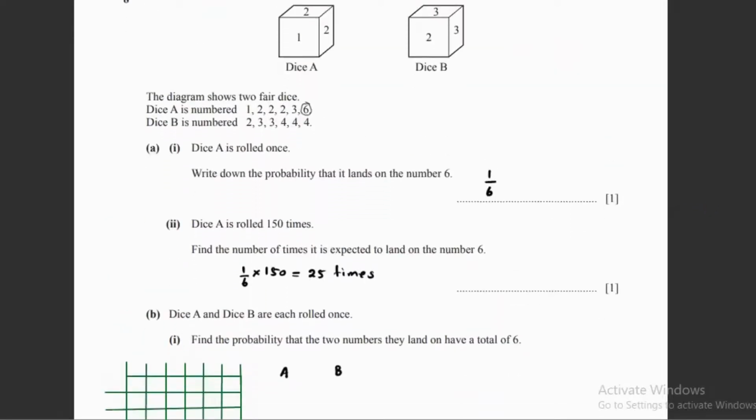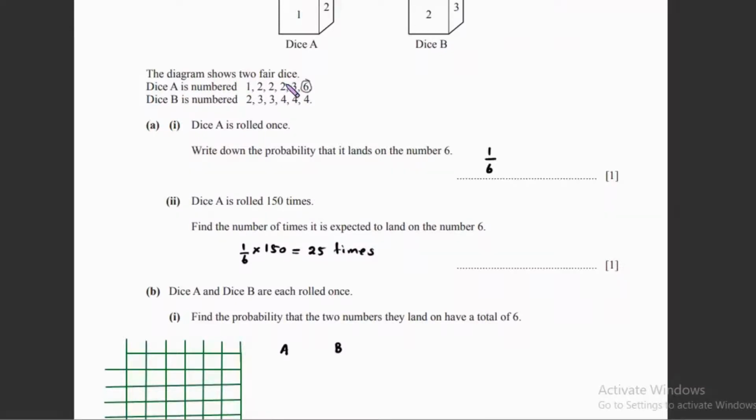The outcomes in dice A are 1, 2, 2, 2, 3, and 6. To get a total of 6, the combination between A and B will be getting a 2 in the first dice and a 4 in the second dice, or getting a 3 in the first dice and a 3 in the second dice. The probability of getting a 2 in the first dice is 3 out of 6. We multiply it by the probability of getting a 4 in the second dice, which is 3 out of 6. When I multiply these two together, I get 9 out of 36.